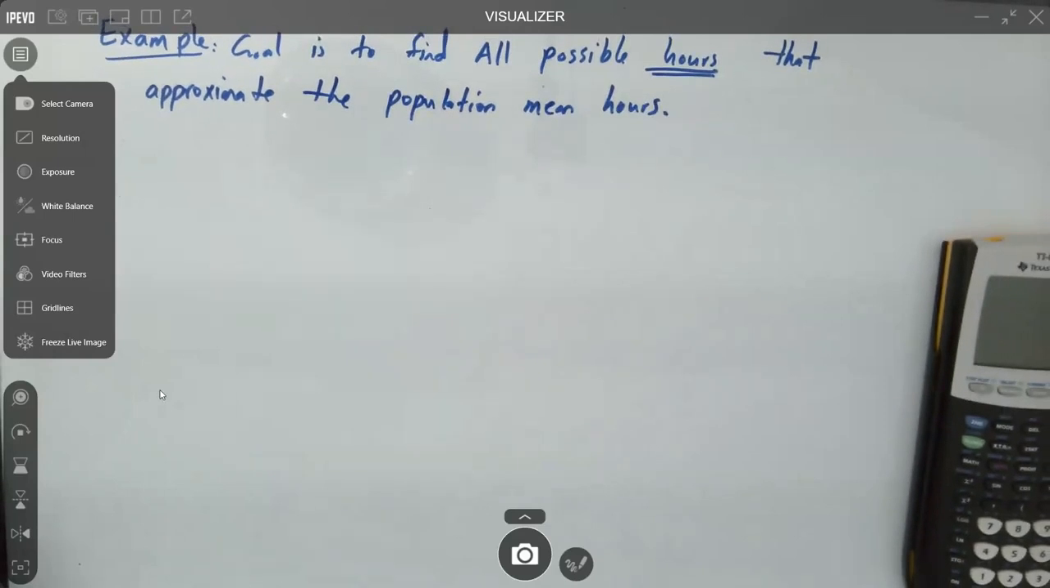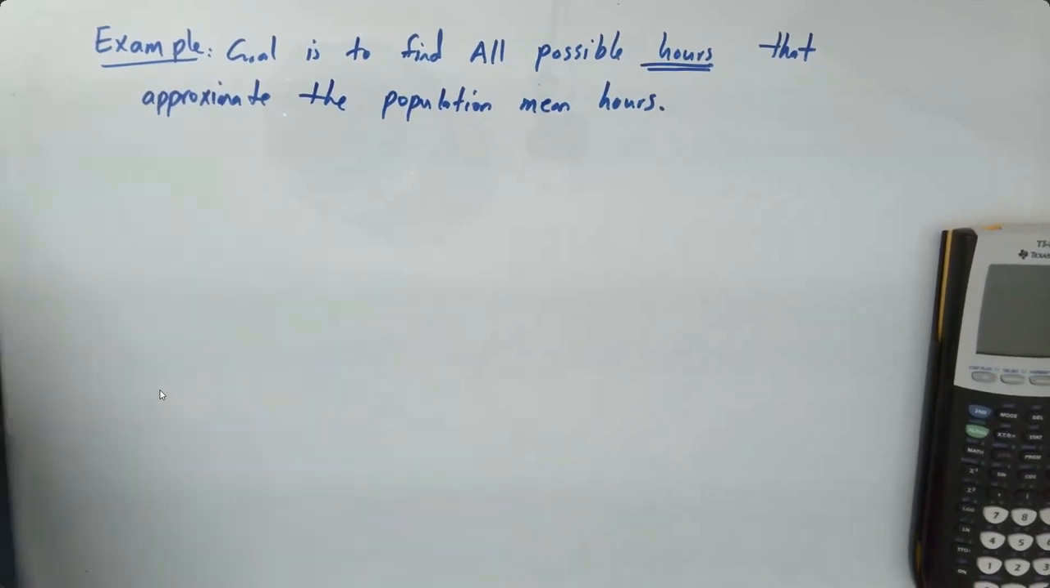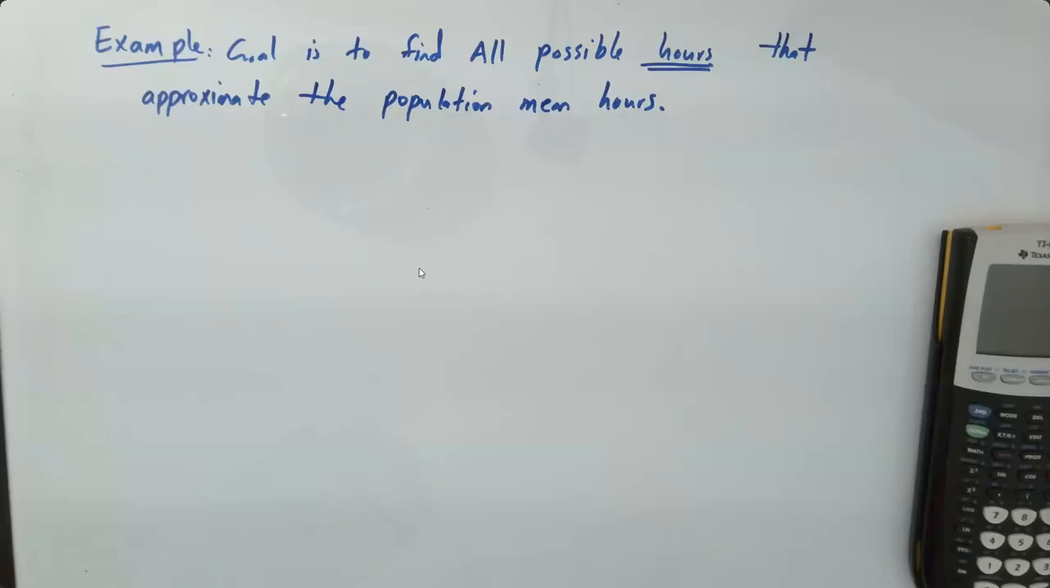Okay, perfect. So what did we do in the very first step? Let's go back to our board and take a look at the board. In our very first step, we find the best point estimate. So what did we do? We just took a sample, right? In step 1, we took a sample.